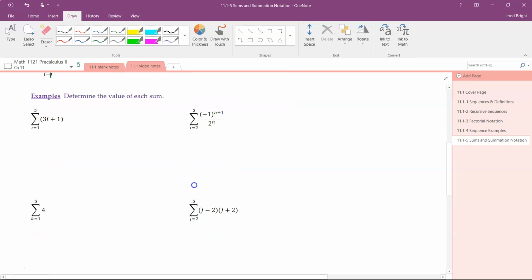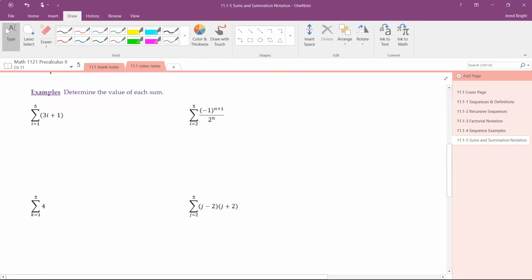Okay? So we have some examples. First, in the upper left, again, this means start adding when i is 1 and end adding when i is 5. Okay, so when i is 1, I'm going to have, let's see, 1 times 3 is 3, plus 1 is 4. Okay, and maybe it'll just help if I do this in a table form. So i, and then this 3i plus 1. So I want to add from when i is 1 to when i is 5.